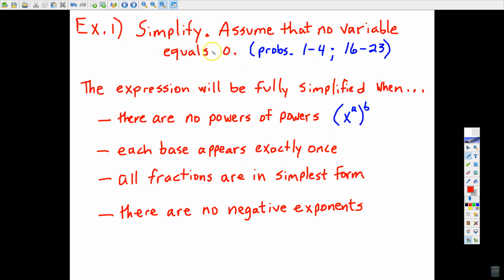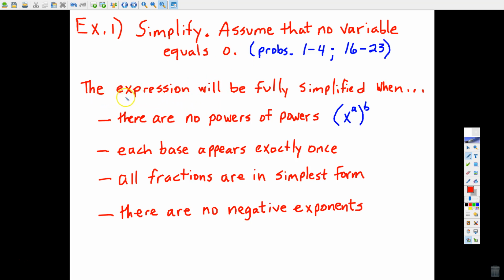Example number 1, and I've got several that match up with your problems 1 through 4, 16 to 23. The directions from your book say to simplify, and we're going to look at some expressions that we're going to be simplifying, and we can assume that no variable is 0, so we don't have to worry about division by 0.